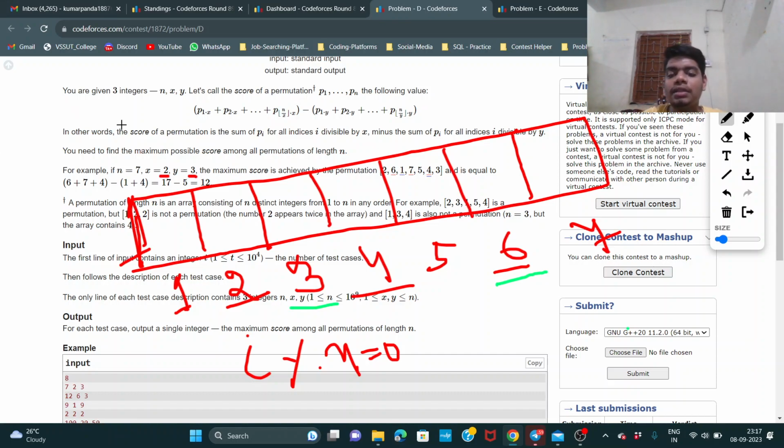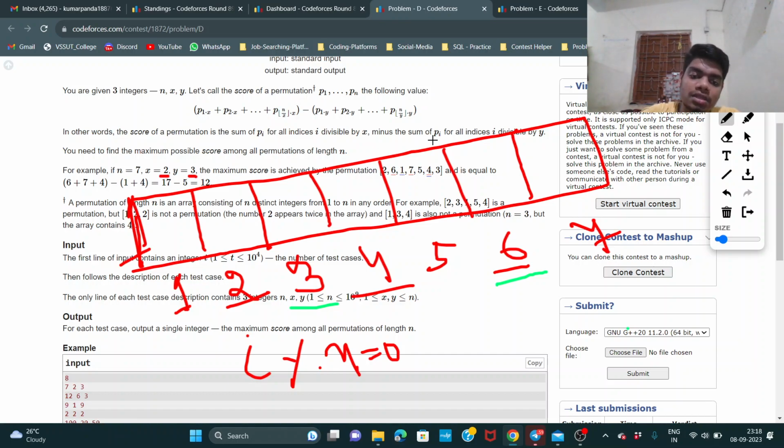After finding these indices you have to put some numbers in them. Basically, in other words, the score of the permutation is the sum of all p_i, the element present at the ith index in permutation p, where i is divisible by x, minus the sum of p_i for all the indices divisible by y. I mean, find the indices divisible by x, and find the sum of all the elements present at those indices.